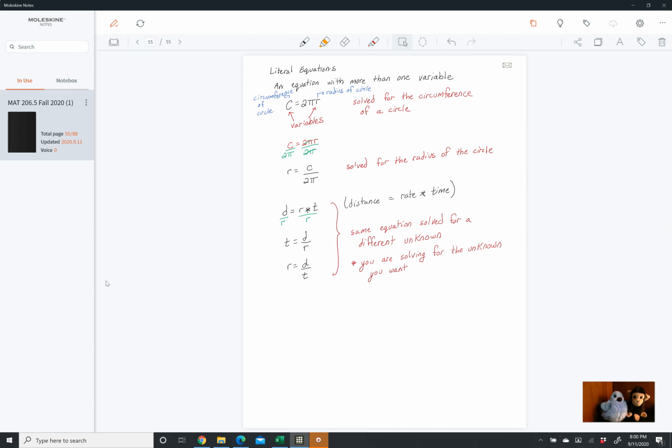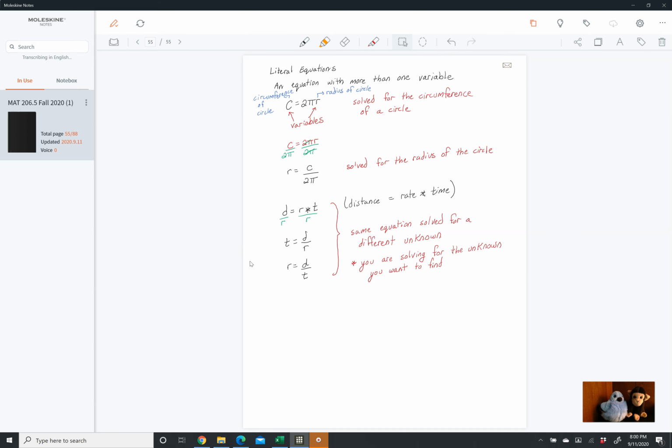And this is something that you would have to be told. Okay, or, obviously if you're doing your own research or your own investigation, then you already know what you want to find. Okay, so let's take a bunch of different literal equations and let's solve them for different variables. So we're just going to do a bunch of examples here so that we get used to it. Keep in mind you've done this already.